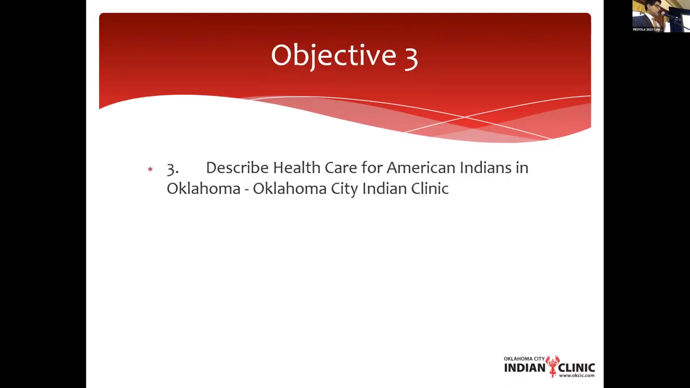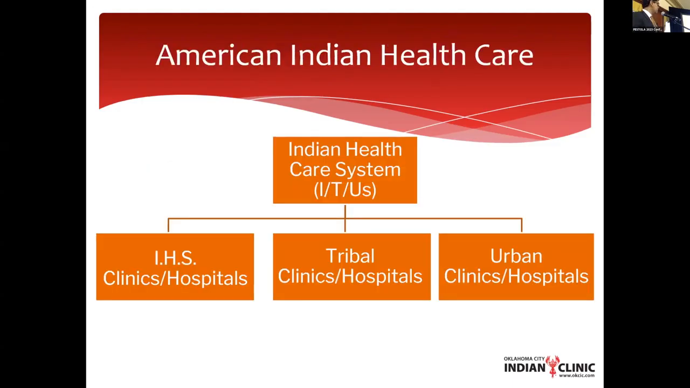Moving on to the third objective, I'm going to describe the healthcare system for American Indians, mainly focusing on Oklahoma. The American Indian healthcare system is broadly divided into three parts. We have the IHS, the Indian Health Service, which has its own clinics and hospitals. Then we have tribal clinics and hospitals, and then urban clinics and hospitals. Our clinic is one of the urban clinics in Oklahoma, the other one being in Tulsa.